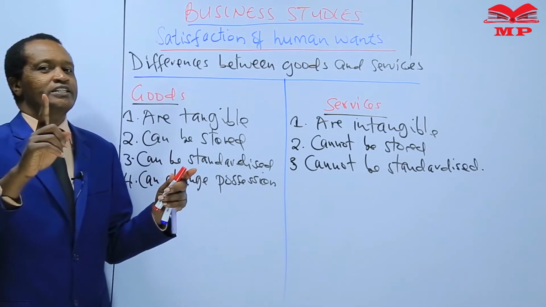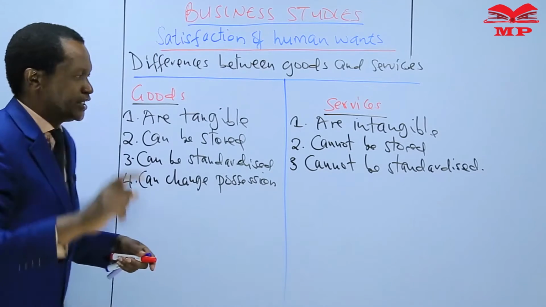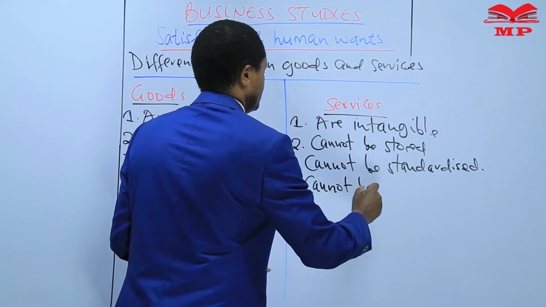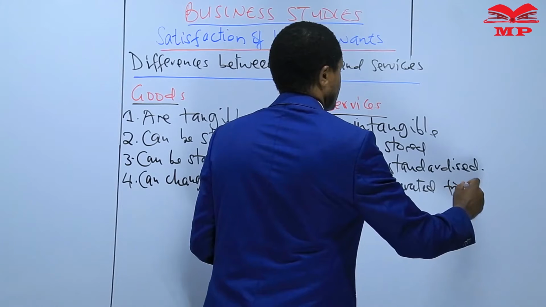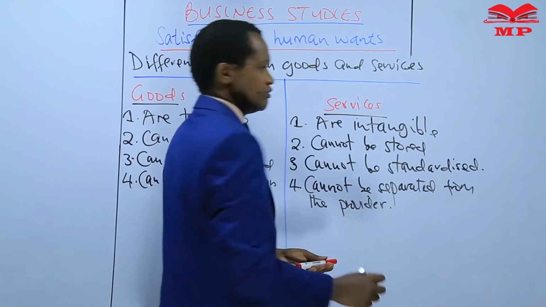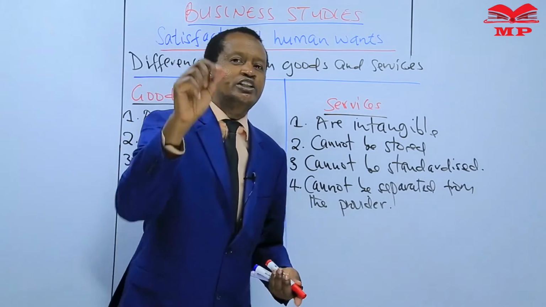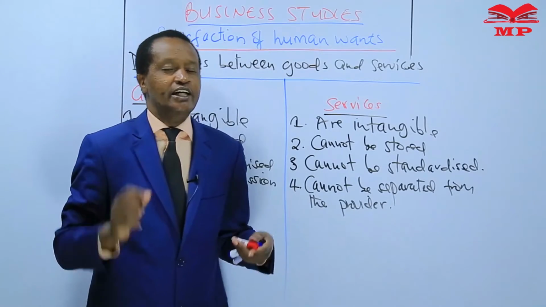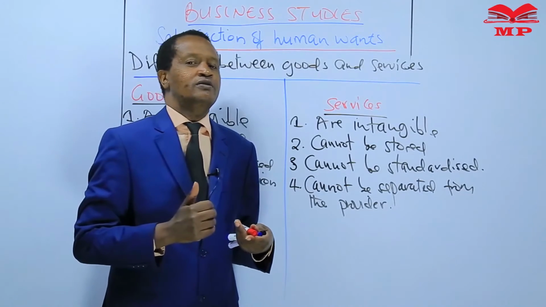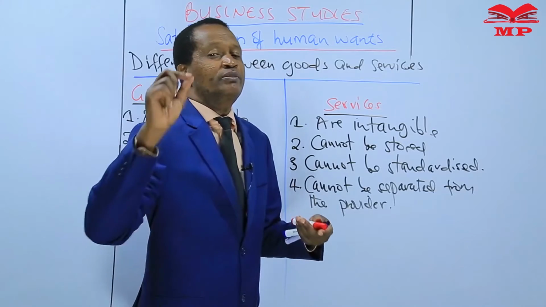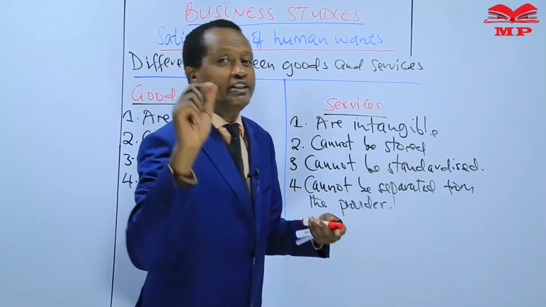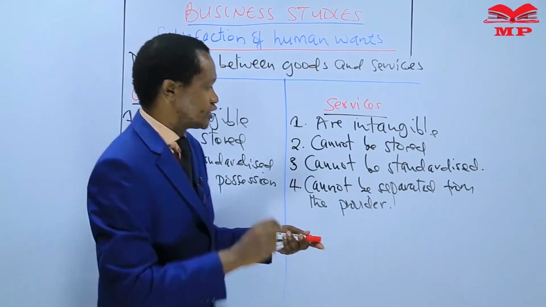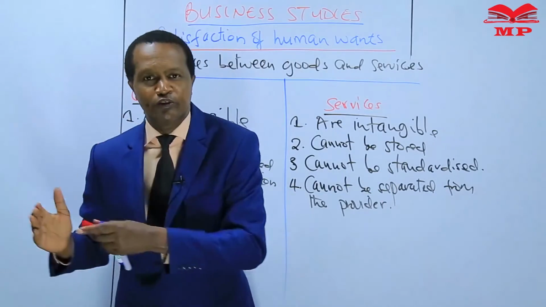But services, on the other hand, learners, cannot be separated from the provider. For the teacher to provide the service, that teacher must be present. For an entertainer to provide entertainment service, that entertainer must be present. If I have a bodyguard offering me some security services, that bodyguard must be present because services are personalized. You cannot separate the service from the service provider.